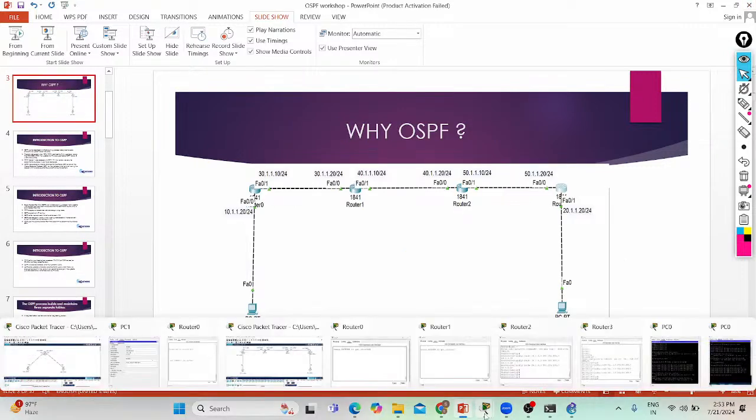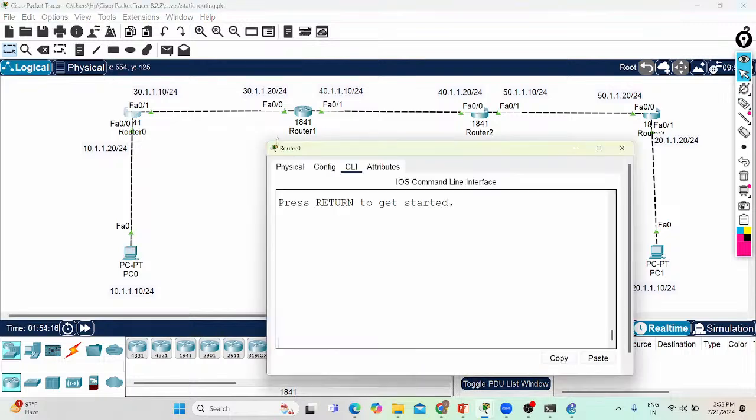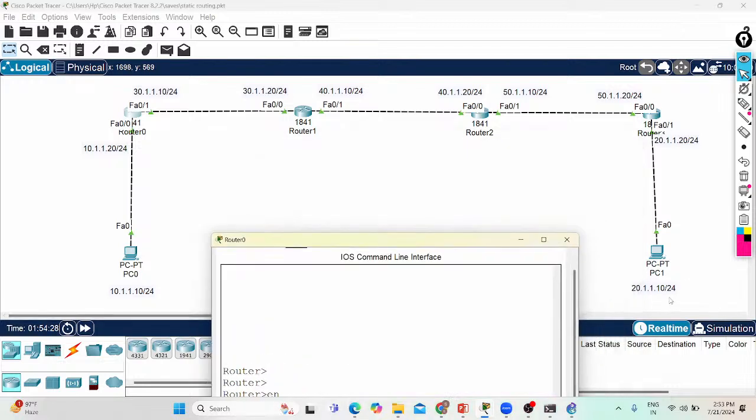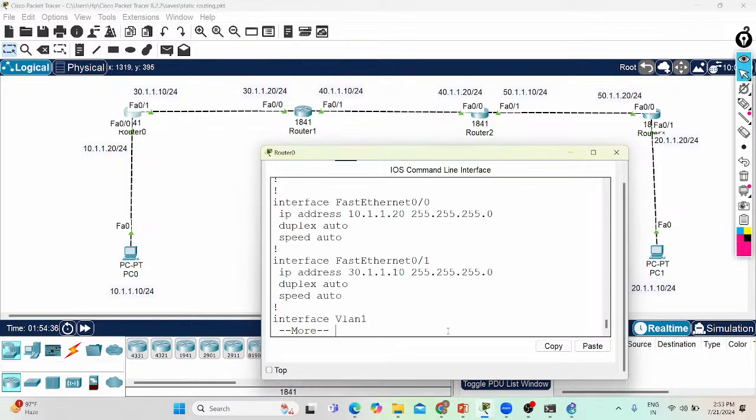Let me take you through that. See, I have created this lab, and when we look here, go to any router, then enable, and I will let you see show run. By default it will only have 10.1.1.0 and 30.1.1.0, but if I need to communicate to 20.1.1.0, I need to add the 40 network, 50 network and 20 network all together, one by one. So let me show you the show run command and the configurations.